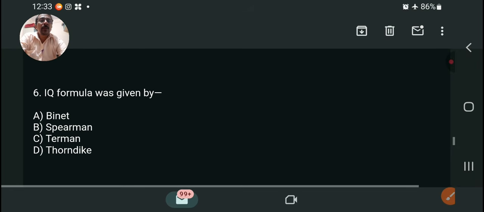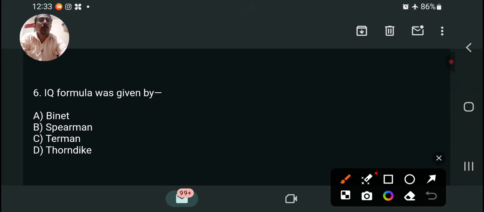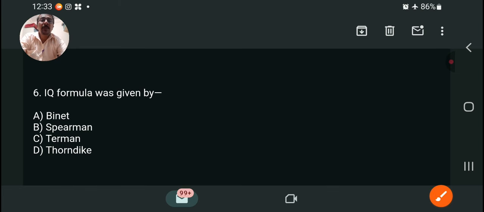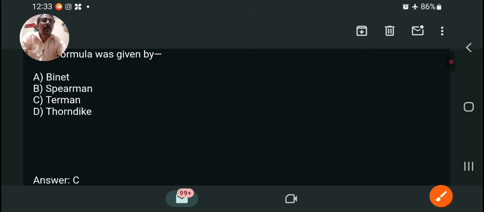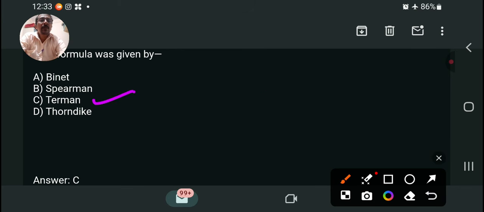IQ formula was given by whom? IQ means intelligence quotient. Binet, Spearman, Terman, or Thorndike? Many times this question was asked in various exams. So IQ formula was given by Binet, Spearman, Terman, Thorndike. Check the right answer. C, Terman. Terman IQ.